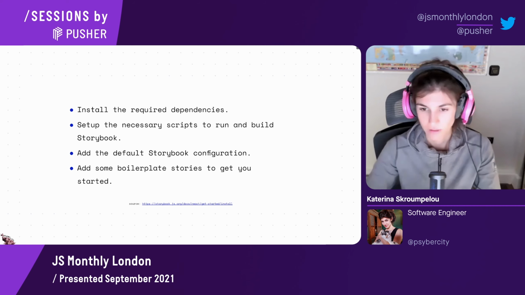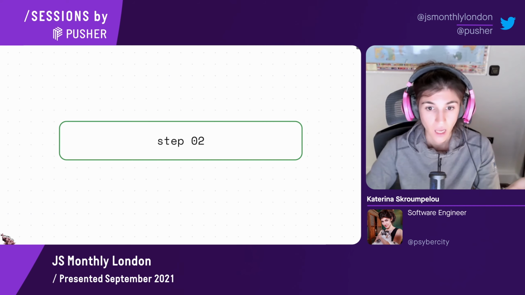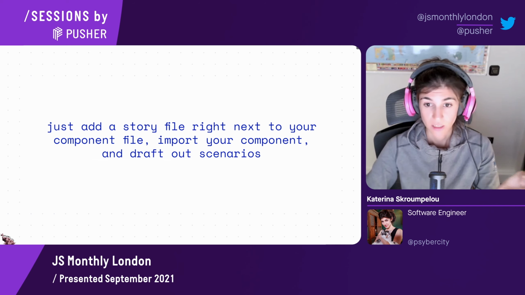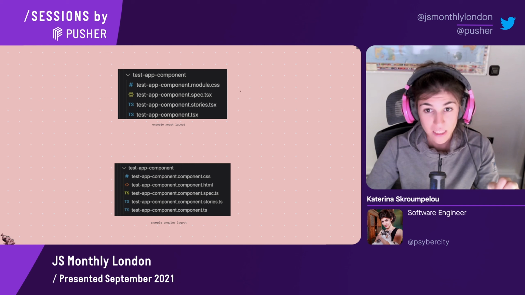Some default stories. Step 2 is you just set a story file right next to your component file. You import your component and start drafting out scenarios. So let's see how this looks. In an example React layout or an Angular layout, you would have your component or your TSX file. Then you would have your test files, your CSS files. So just like that, you just add a .stories.tsx file. The same thing goes with Angular. You have your spec file, your HTML, your CSS, and your .stories.ts file.